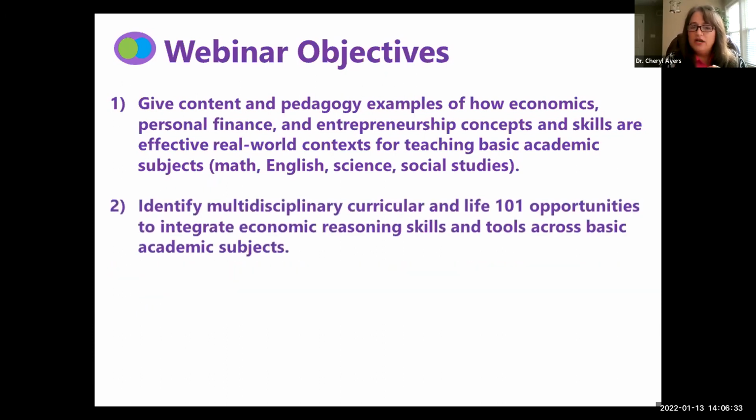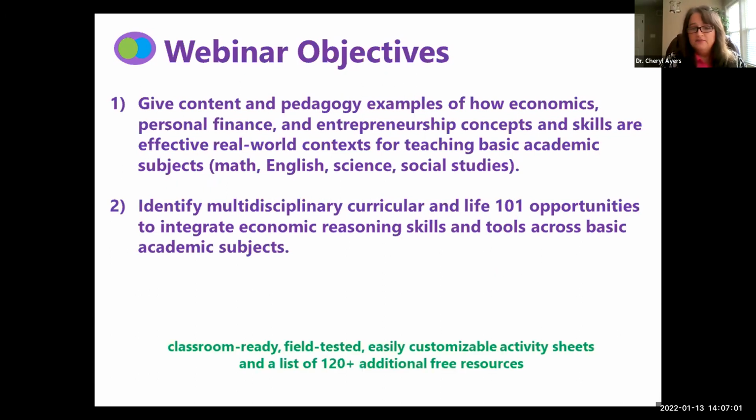And the other thing that we'll want to do is, in particular, talk about how the economic reasoning skills and tools can be integrated not only across multidisciplinary subjects, but also through Life 101 experiences. So hopefully we'll have takeaways in terms of how you might implement these field-tested resources in your classroom tomorrow, but also to help your adult learners improve the quality of their lives.